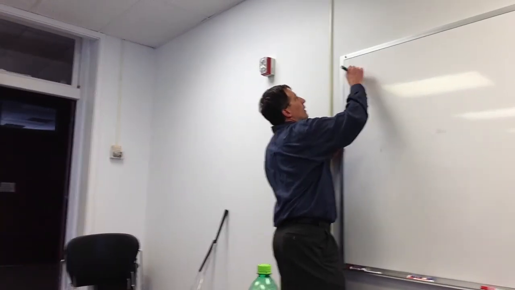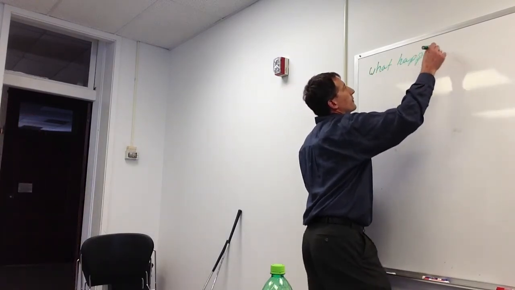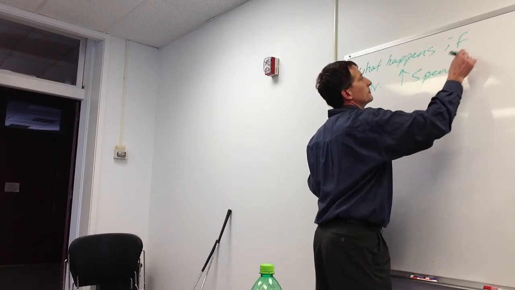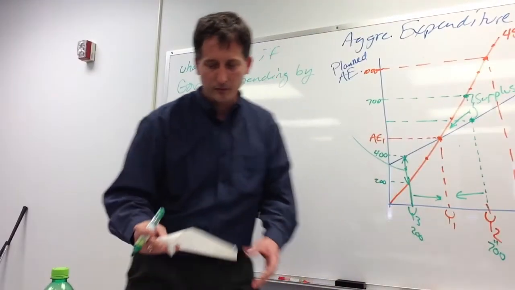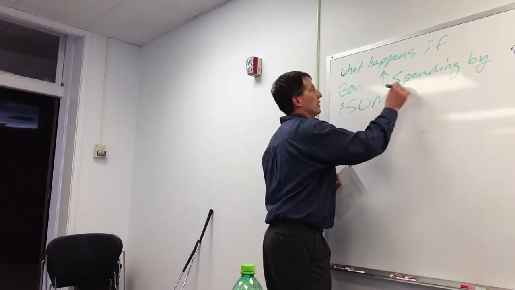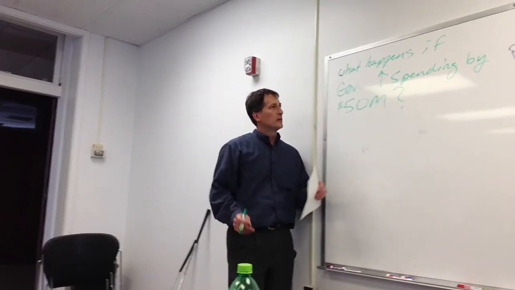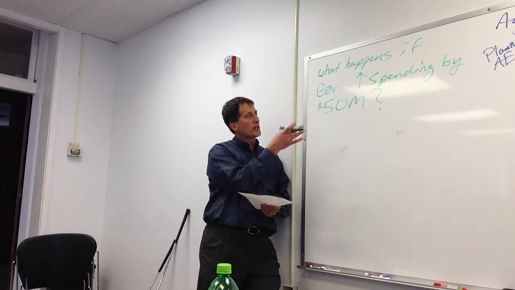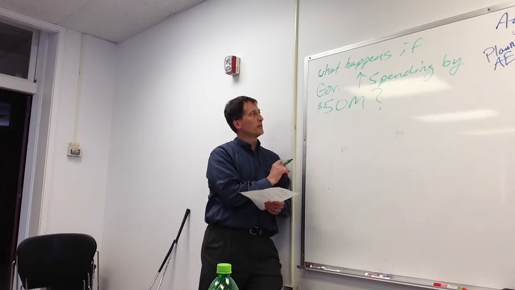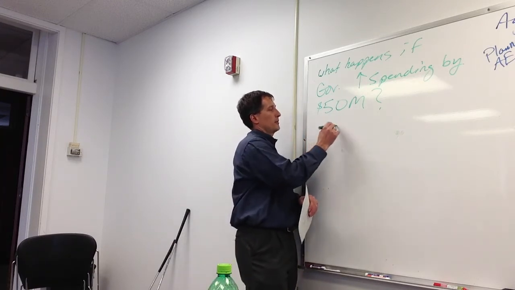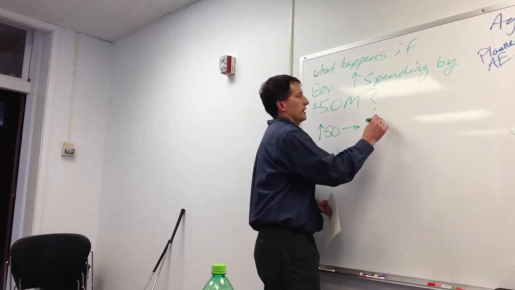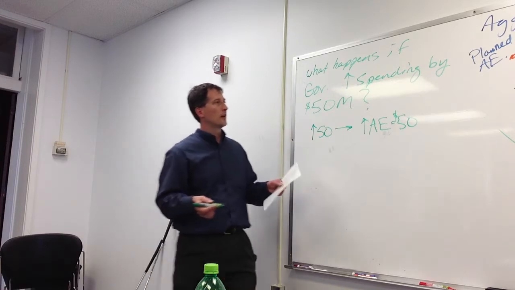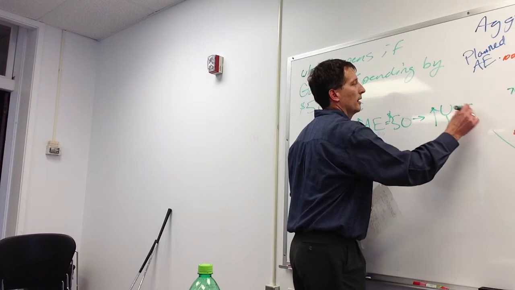So what happens if the government increases spending by 50 million? So if we increase government spending, or we could have done investment, it doesn't really matter which one we do, but the increase of 50 leads to an increase in aggregate expenditures by 50. The shift up, we'll do the shift in a bit, which leads to somebody having an increase in income of 50.